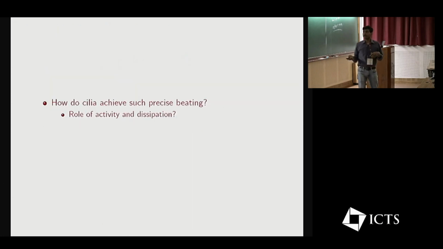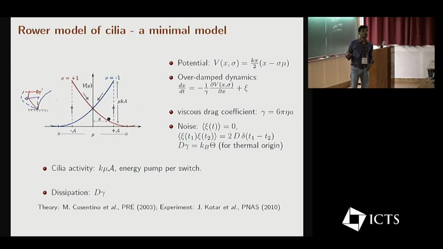In this talk, I focus on the role of activity and dissipation. To beat actively, they need activity, and because it is in a viscous medium, you also have dissipation due to the viscosity. This is the simple model we studied, called the Rohr model. This model was proposed in 2003 and experimentally realized in 2010. It is widely used to study the collective behavior of cilia. Here we use this model to study the precision of cilia beating.